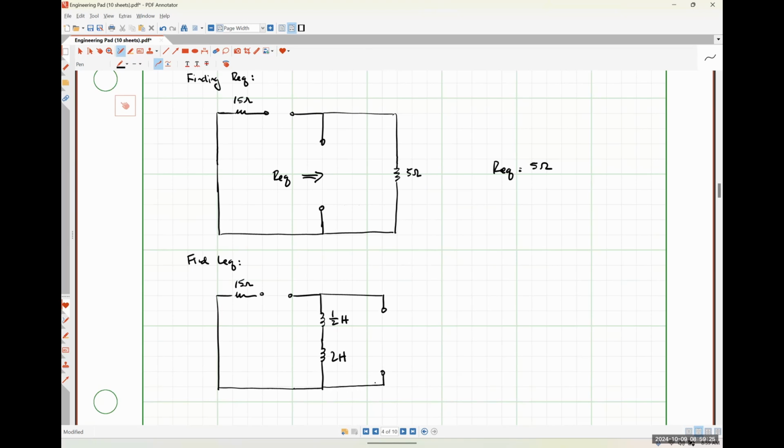I'm taking out my resistor and I'm trying to find LEQ. Well, very obviously, it's just those two in series. So LEQ should look like 2.5. I'm going to write that as 5 halves of a Henry.